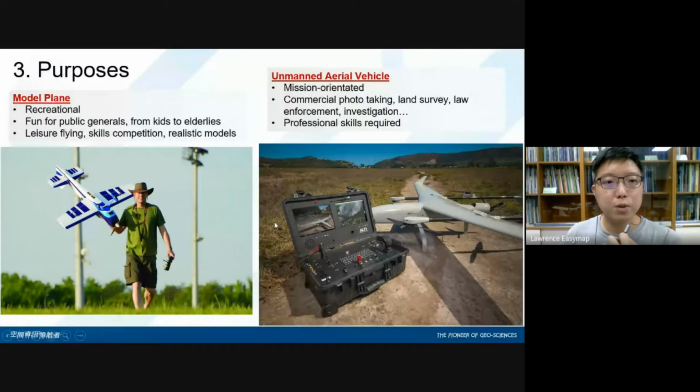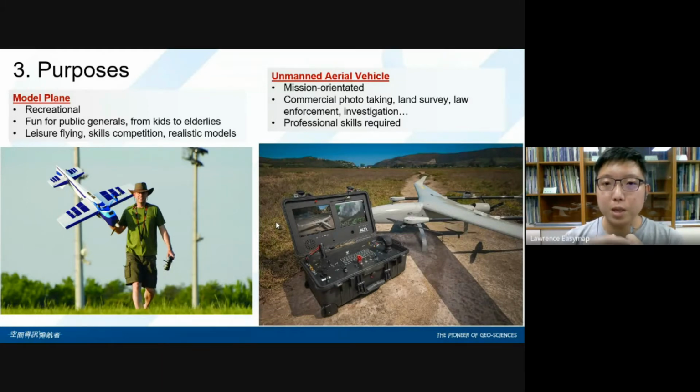Okay, the third one is the purposes. The purposes of the model airplane and the unmanned aerial vehicle are different. Model airplanes are mainly recreational. They can be flown for fun. It's really fun to fly. Everyone can fly it, from kids to elderly people, as long as you have such a habit or hobby. You can fly a model airplane as a leisure hobby, for skills competition, or as realistic models.